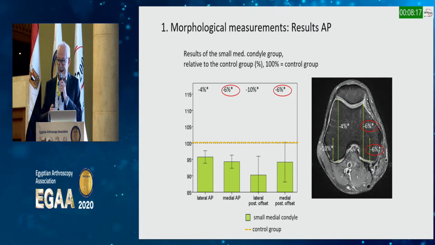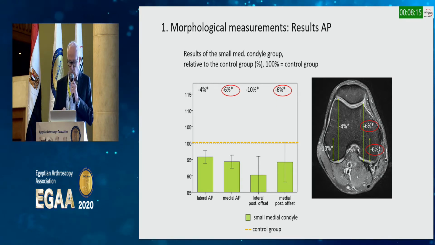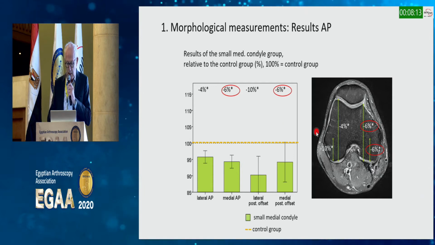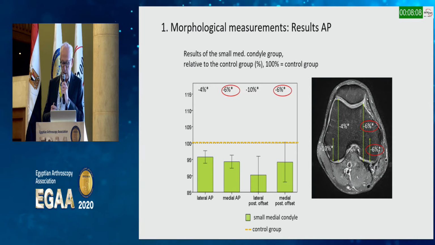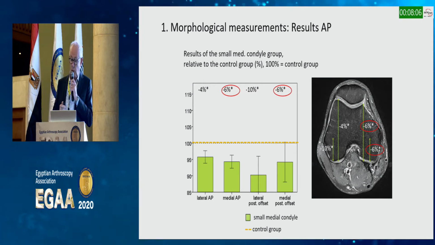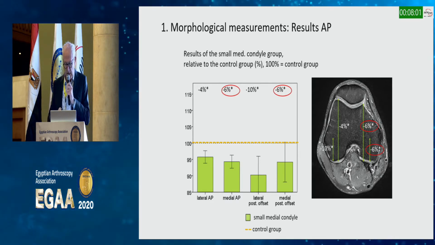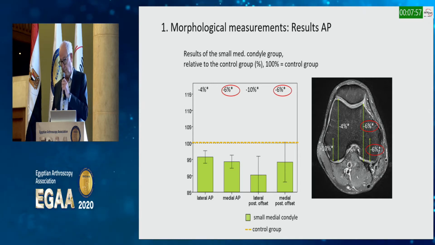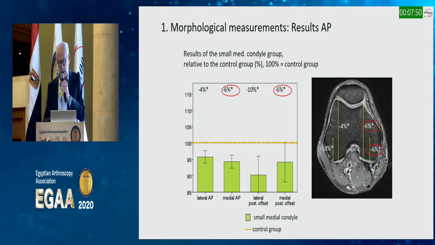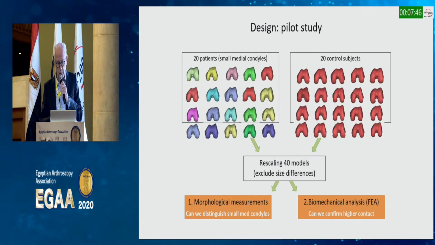If you look at the AP, and that is quite remarkable, you see again the control group with the mean illustrated in this line, and then you see all these measurements are smaller: the lateral AP, the medial AP, the posterior offset, lateral and medial. So with these findings, there is really a difference between the small medial femoral condyle morphotype versus what we would call the normal group.